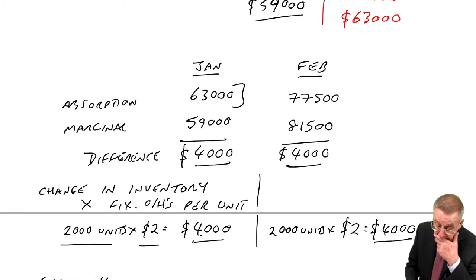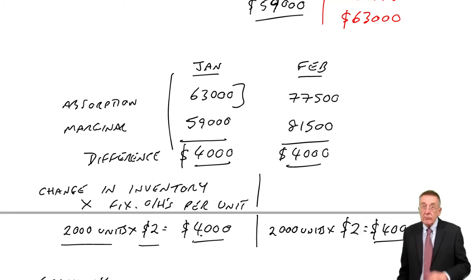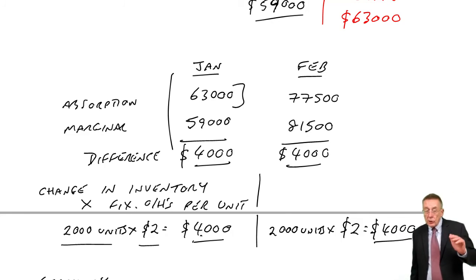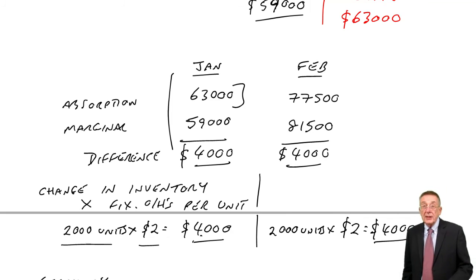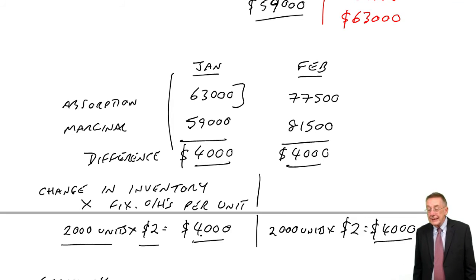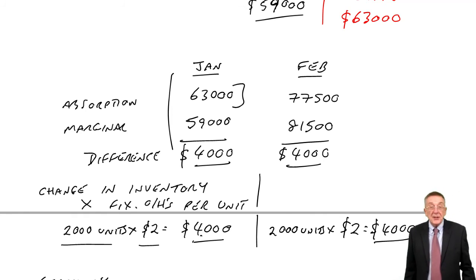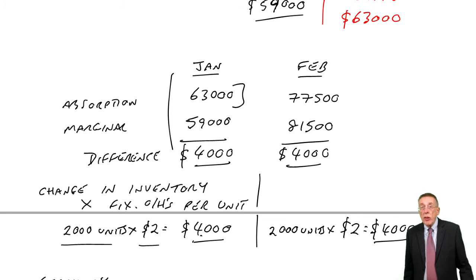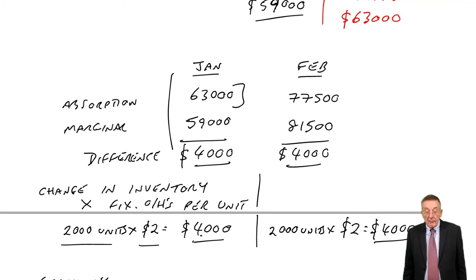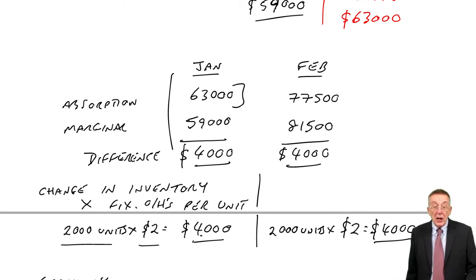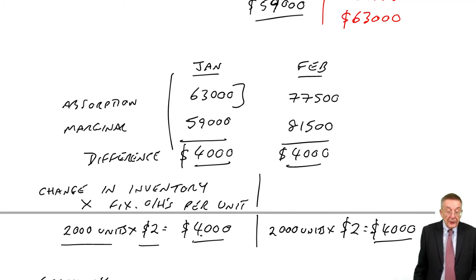One other thing here, do note in January, inventories increased. We produced more than we sold. Inventories increased and absorption gave the higher profit. In February, inventories fell because we sold more than we produced. The inventory fell and marginal gave the higher profit. Now check you see what I mean, but do learn example 3 here.